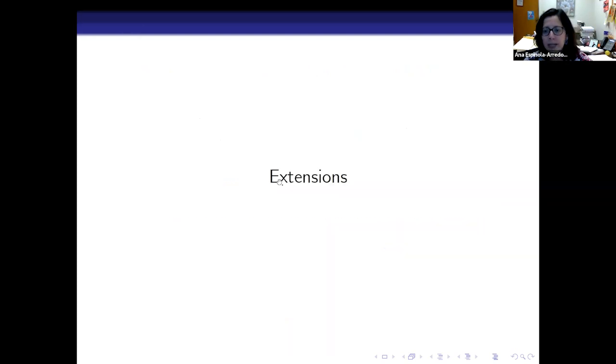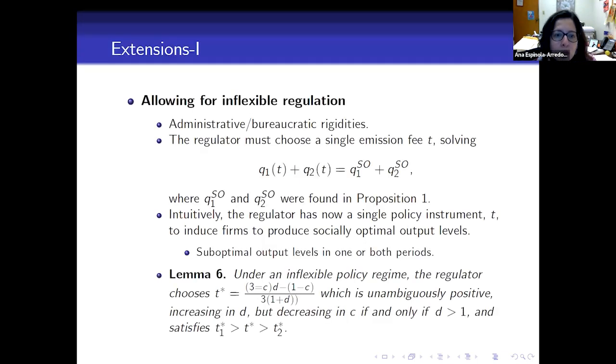So now, next, I will start developing different extensions in order to see how our results change when, for instance, we consider that the regulator sets a more inflexible regulation, right? So this can be rationalized as an administration that is more bureaucratic, and there are more rigidities when selecting the emission fee.